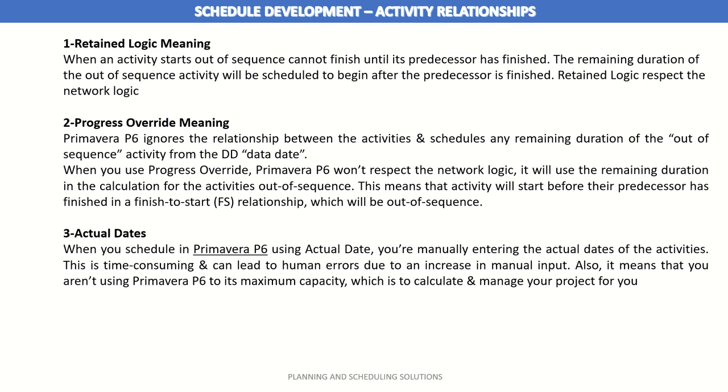Your remaining duration, or the remaining portion of that activity, will be scheduled according to the retain logic option. Progress override is simply the opposite of retain logic and simply ignores the network logic. So it simulates the reality. And the actual dates option is not used much, and it is not an ideal option. If you use actual dates, it's kind of manual entering, it takes a lot of time, and can lead to some human errors. So it's not in use. It's not a good practice. But let's see what the difference is.